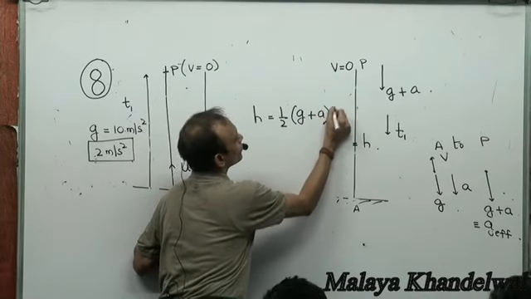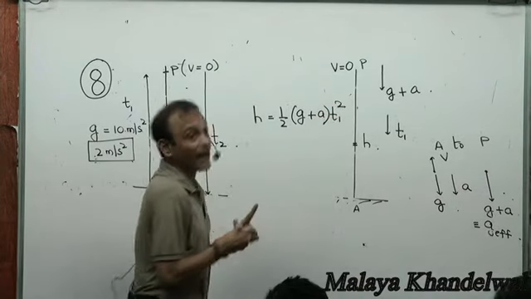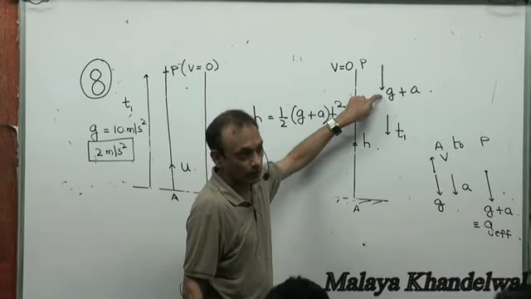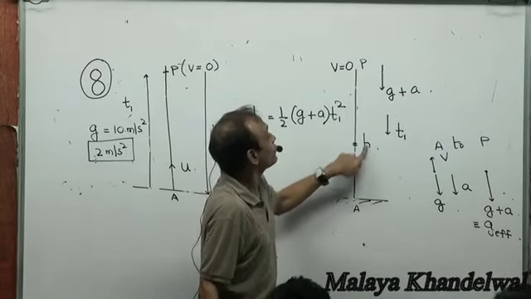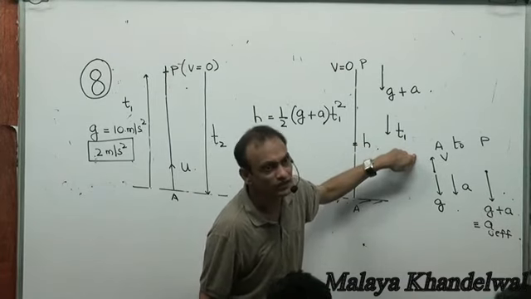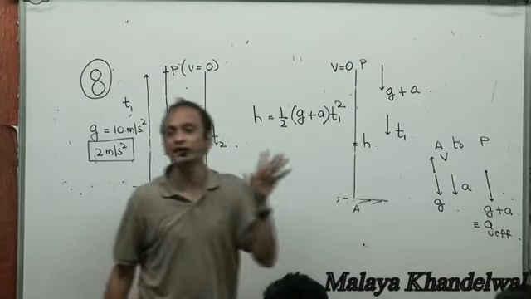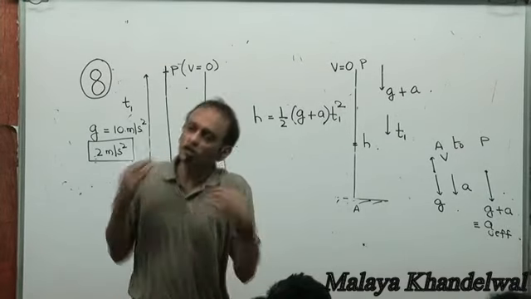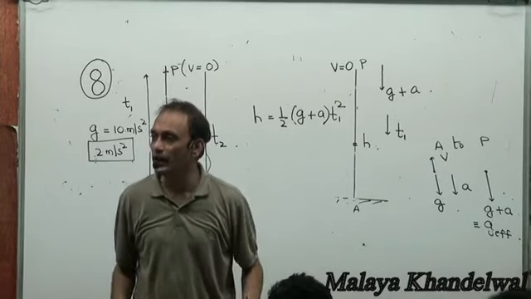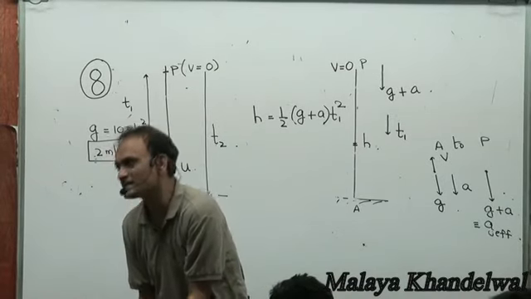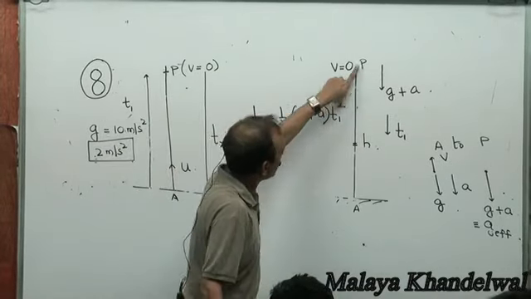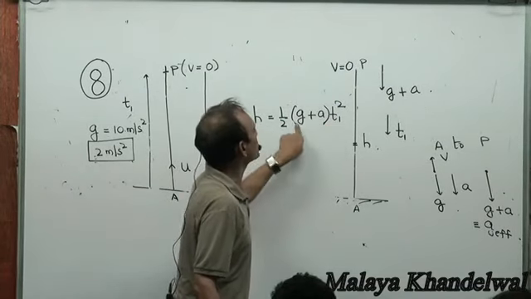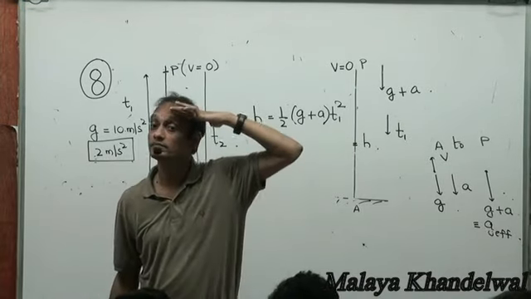Yes or no? Where t1 is the time. Suppose the acceleration was maintained at g plus A. Then the time taken to fall back to A would have been given by h equal to half into g plus A into t1 squared. Yes or no? As if for the full trip A to P and back to A, the g effective has been g plus A downwards. Then can I not say the time taken to come from P to A is t1 seconds and h is given by half of g plus A into t1 squared?